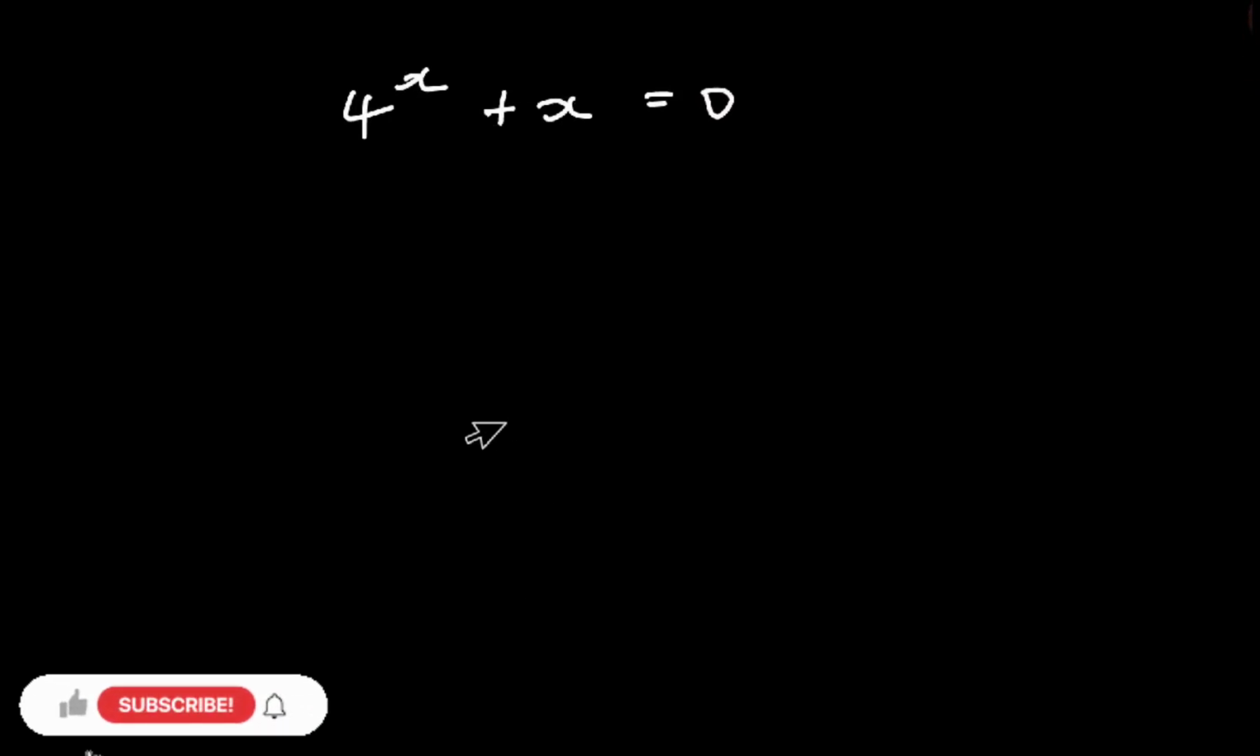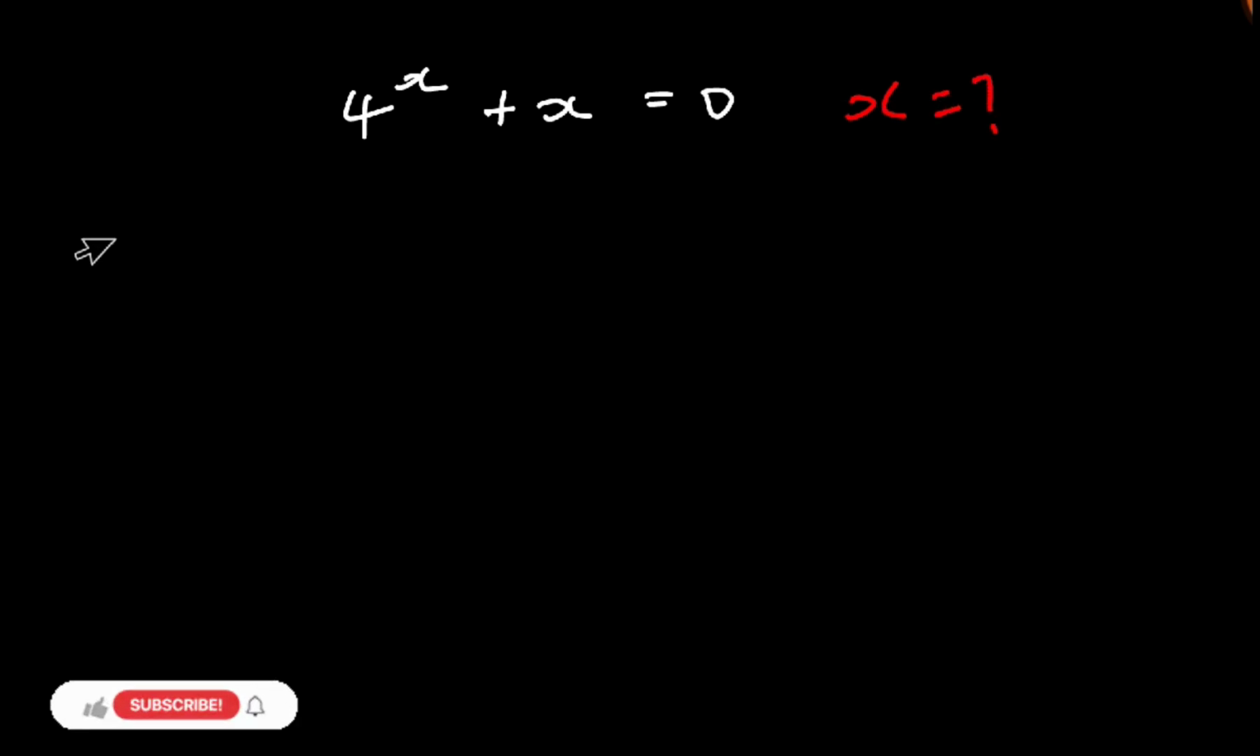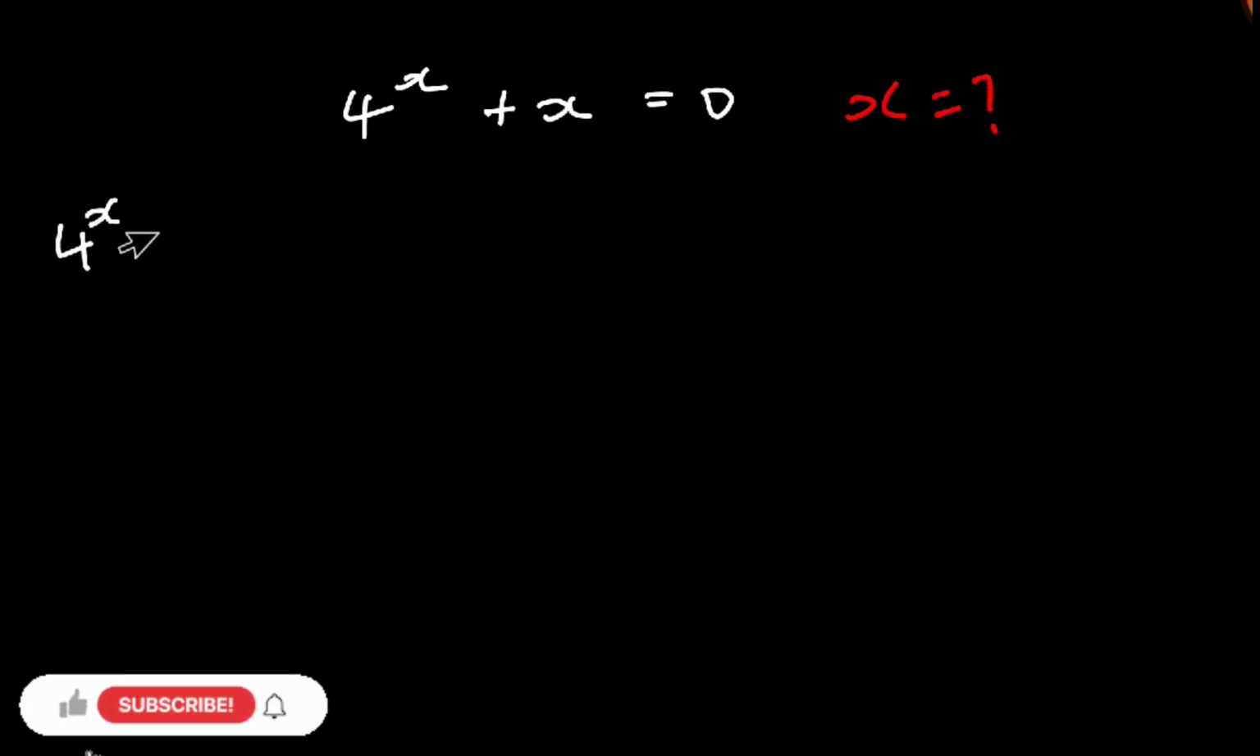In this video, we're going to be solving this question that is displayed on the screen. Here is 4 raised to power x plus x equals 0. We have to find the value of x. So we have 4 raised to power x plus x equal to 0.